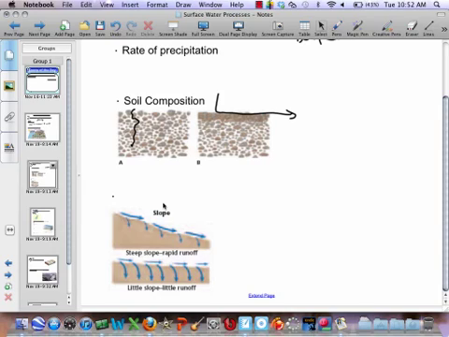Okay, so when we think about what are those factors that affect runoff, we've got vegetation, composition of the soils, rate of precipitation, and the slope of the hill. All those four things work together to determine how much runoff we really have.